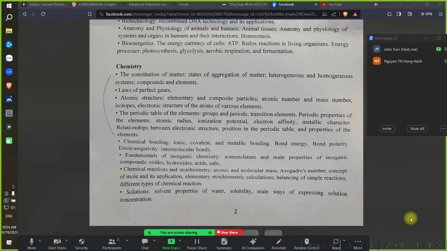When you talk about bond energy, next you will need to talk about single bond, double bond, or triple bonds, and something similar like that.